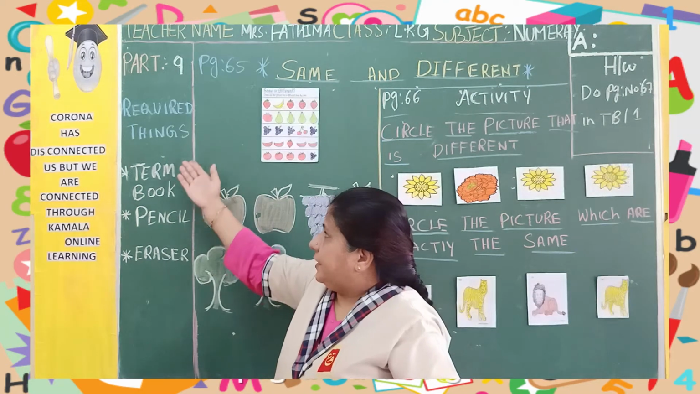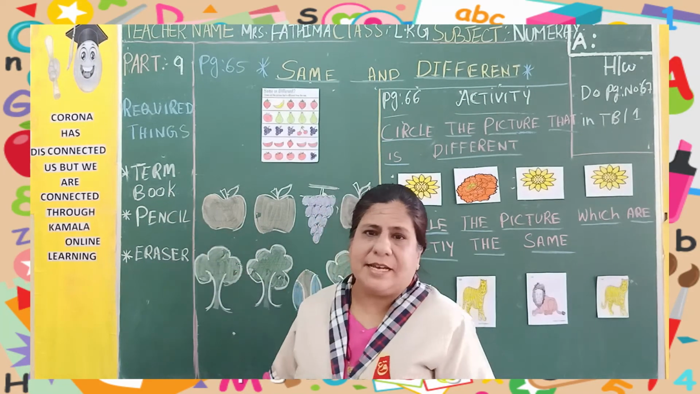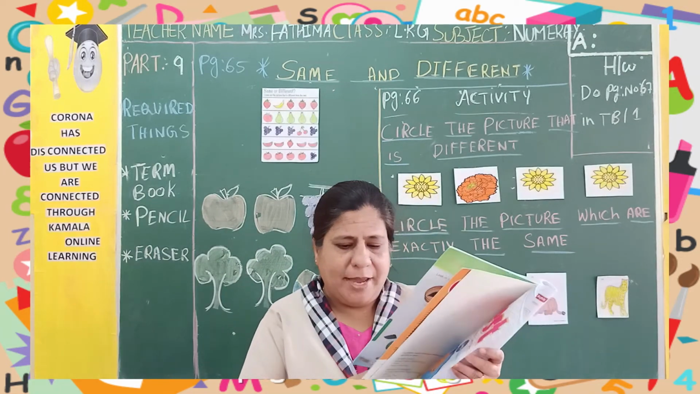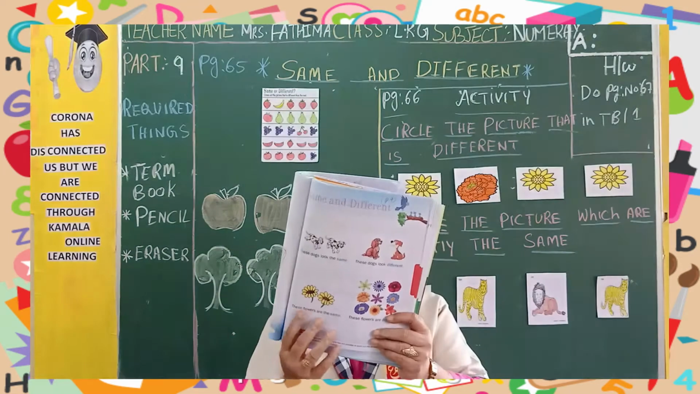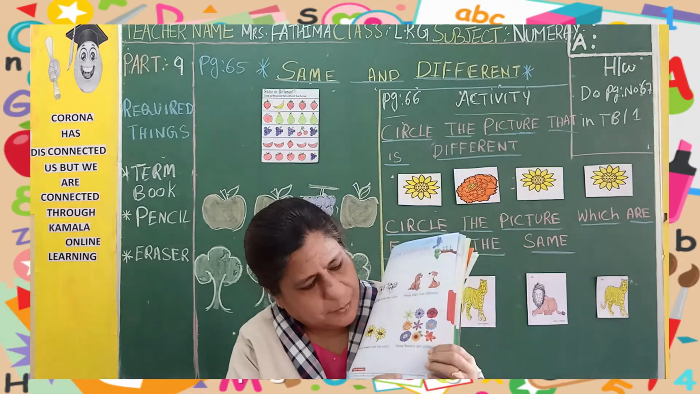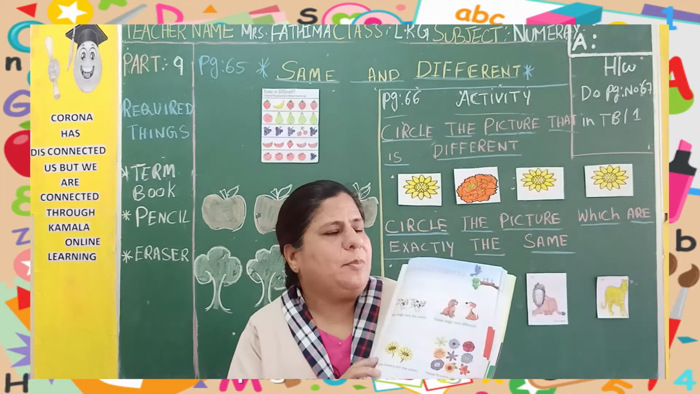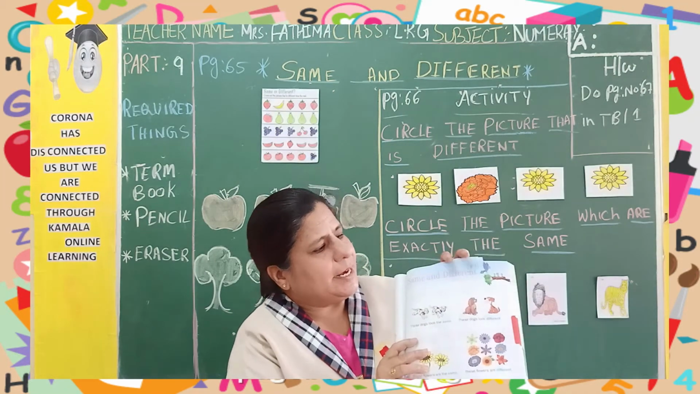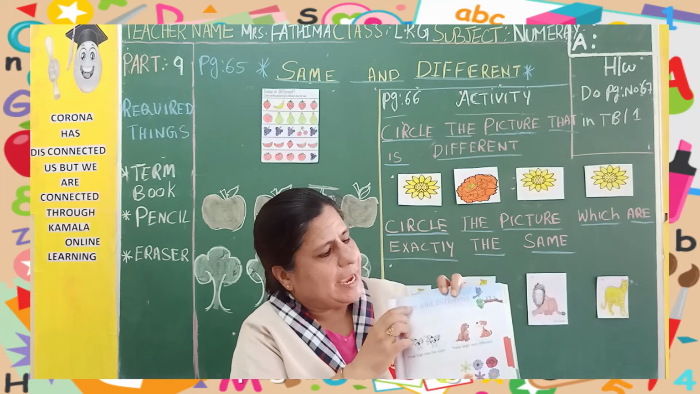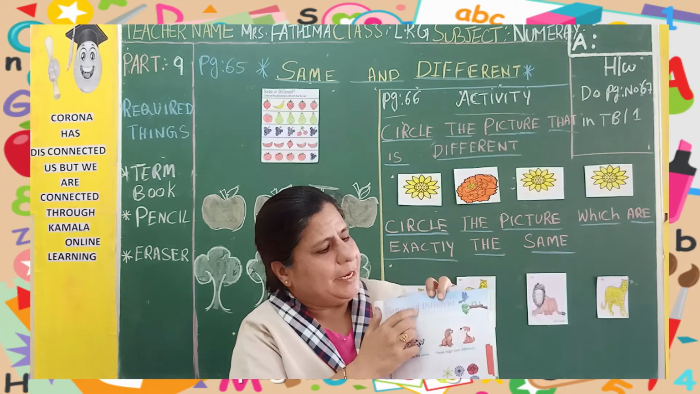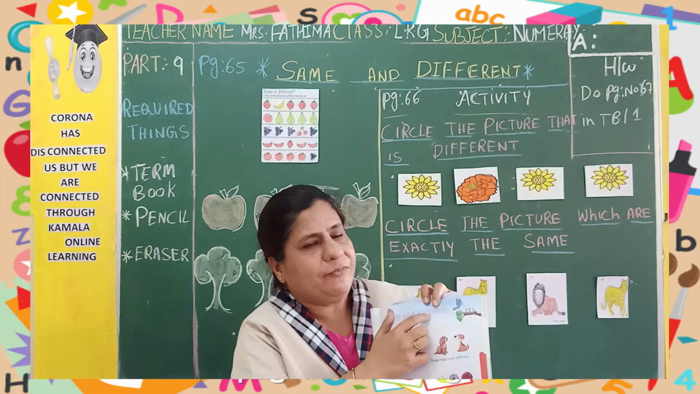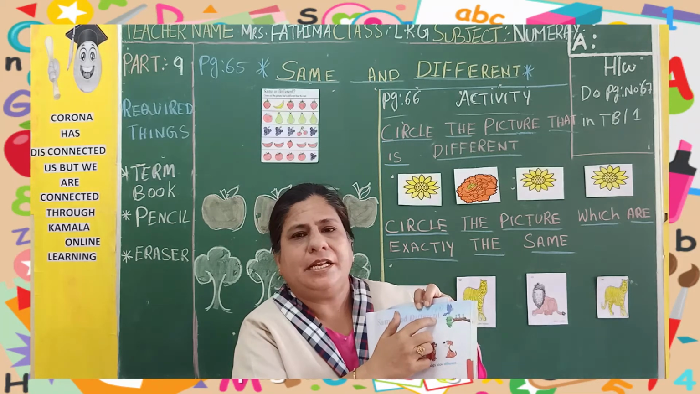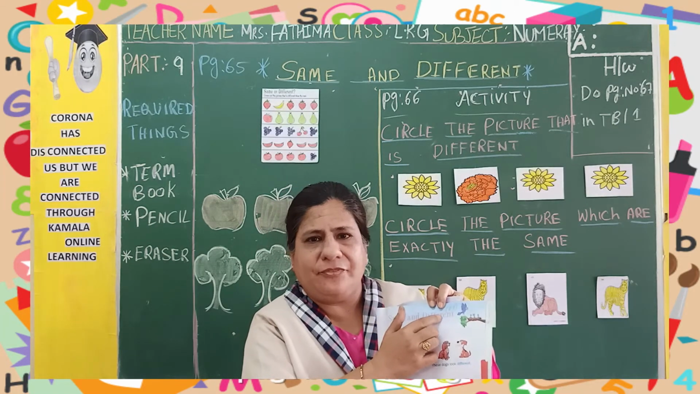Required things. Take out your term book, pencil, eraser. Take your term book. See page number 65, children. Open this book. See here. See the heading. S-A-M-E, same. A-N-D, and. D-I-F-F-E-R-E-N-T, different. Same and different.